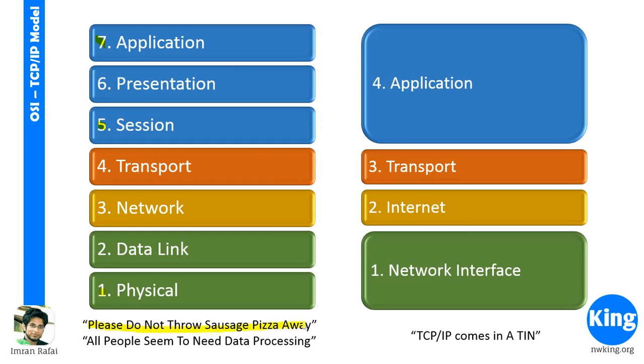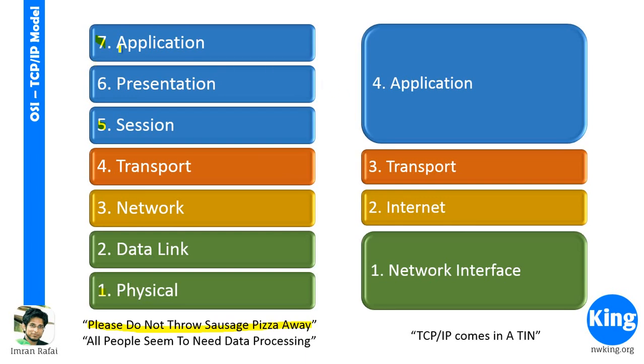So if you remember, please do not throw sausage pizza away. You can remember the first letter of the layers from bottom up. So please do not throw sausage pizza away. It's PDNTSPA. Similarly, some people would want to remember the layers from top to bottom, which is perfectly fine.